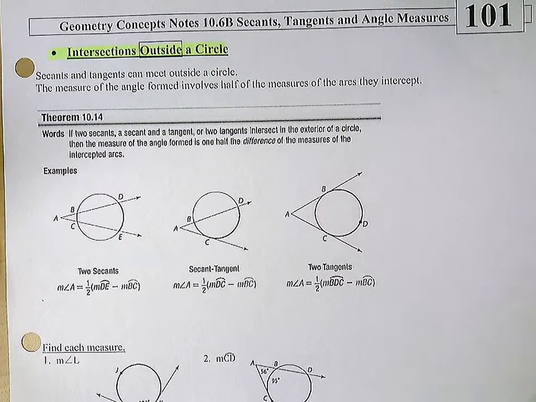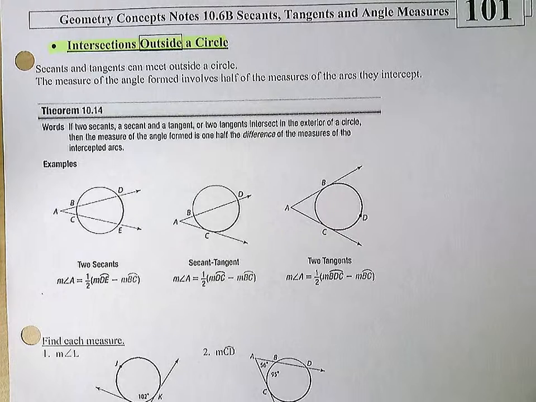if two secants, a secant and a tangent, or two tangents intersect in the exterior of a circle, so again on the outside, then the measure of the angle formed is 1/2 the difference of the measures of the intercepted arcs. Now, difference means you're subtracting. Okay, so when we had an intersection inside of a circle, we added. Now that it's outside, we're going to subtract.